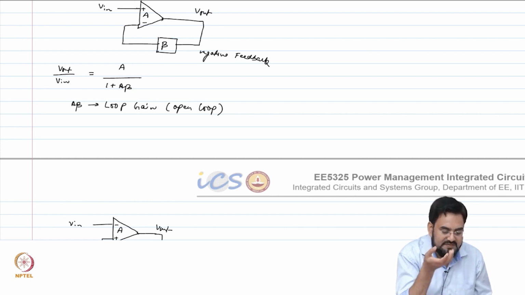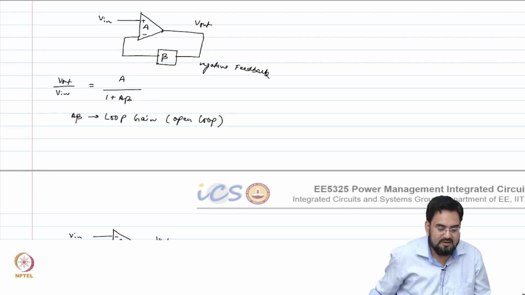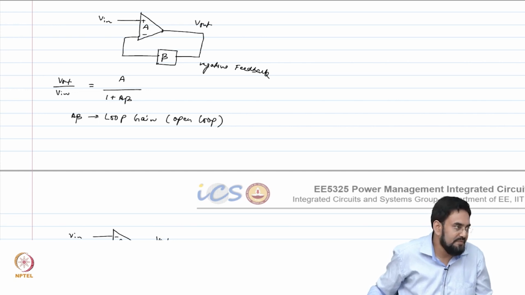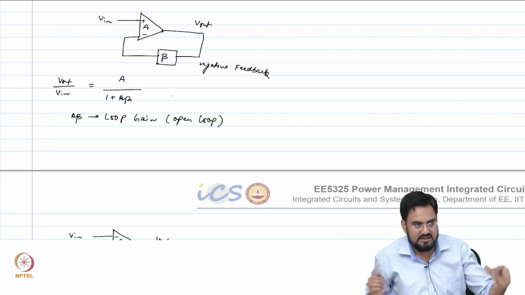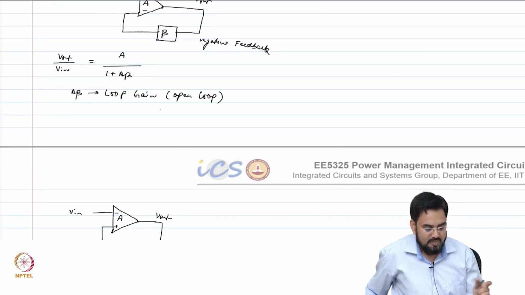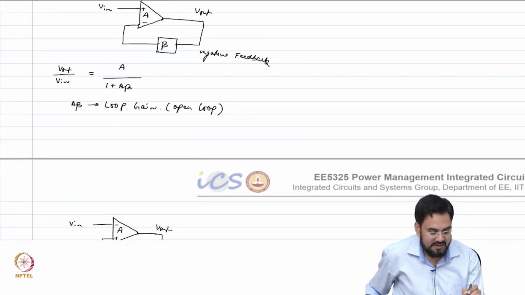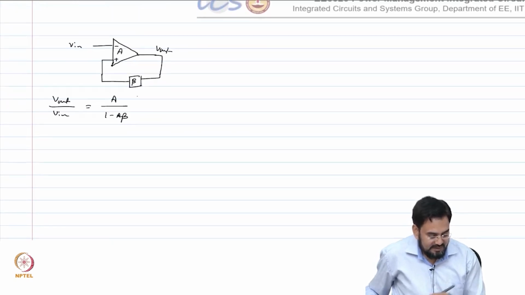No, because if it's 0, that means open loop. Beta is 0 means you open this, and the open loop gain of this op amp is A, so it will simply become A. So the maximum loop gain you can achieve from this is basically A, because beta is mostly less than 1 in the feedback factor. So in the open loop you get A, and when you have a beta of infinite, then it becomes 1 over beta.